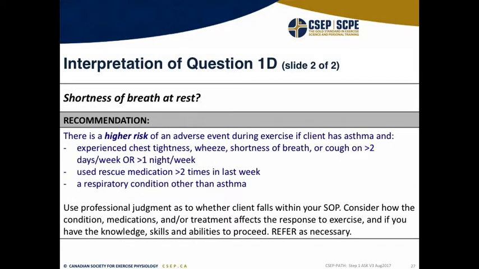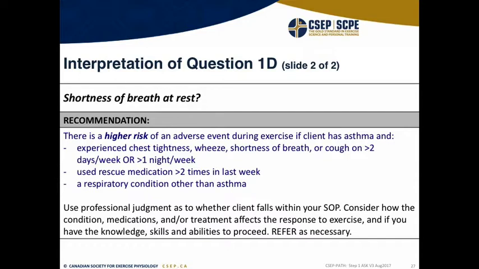Just a little bit more about the shortness of breath at rest. There was a paper done by Neil Eves in 2011 looking at the risk of adverse events in people who had respiratory disease. Specific to those with asthma, there was a greater risk of an adverse event during exercise if the client with asthma had experienced chest tightness, wheeze, shortness of breath, or cough on greater than 2 days per week, or experienced these same symptoms on more than 1 night per week.